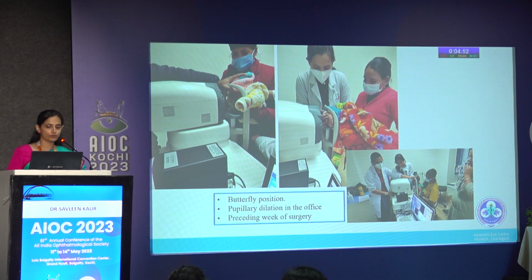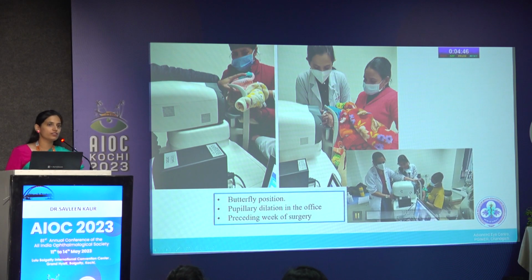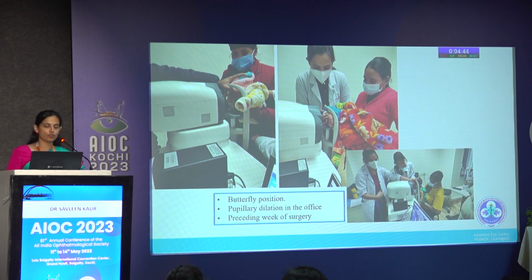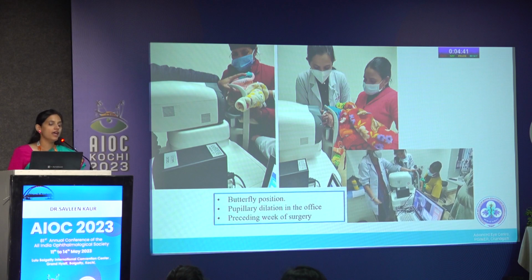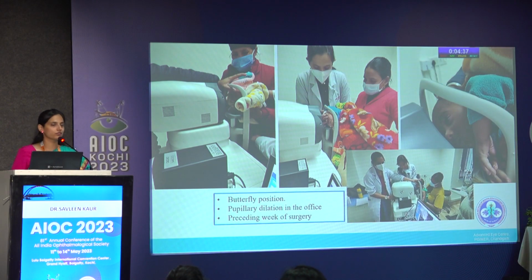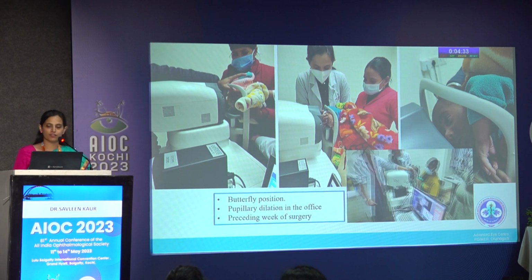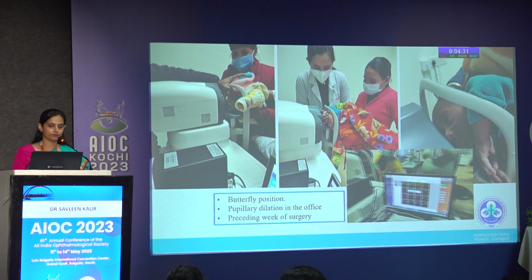In case the child was too young to sit at the slit lamp, the child was straddled in a butterfly position. All the examination was done under dilatation with tropicamide and phenylephrine. In real time, this was the swept source ASOCT that we used, and it took about 3 seconds. Most of the younger children had to be straddled in butterfly position to get good scans.